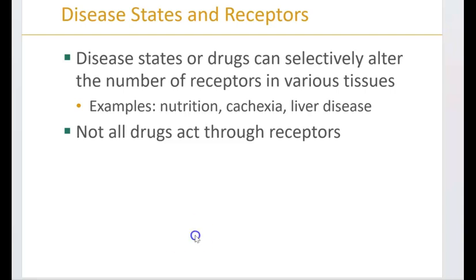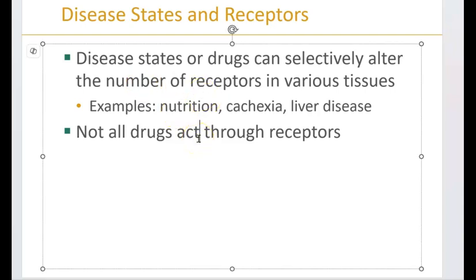The disease states that can alter the number of receptors can be things like, we're talking a lot about protein, right? So if you're poorly nourished or you're cachectic and you have very little protein, that is a disease state that can alter how the drug is going to work.